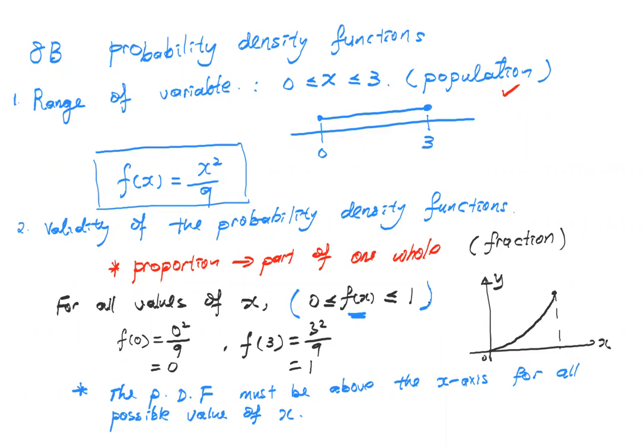So if you plot the graph, make sure that the graph is above the x-axis for all values of x. If any part is below the x-axis, that means it is not a valid probability density function. So this is the first thing that you must check. If this doesn't satisfy, we have to throw away the function. Are you clear? Every time I give you a probability density function, you make sure you check this first.